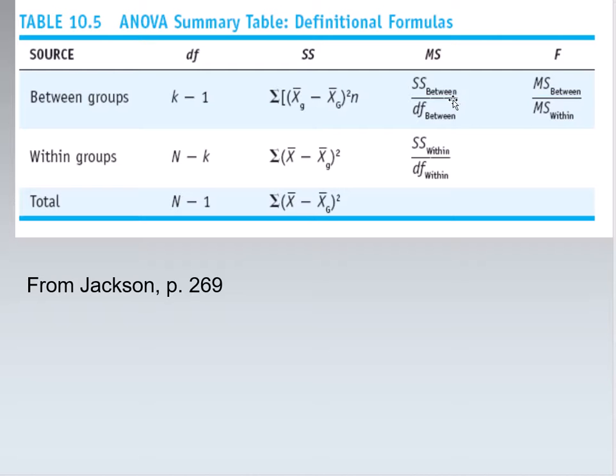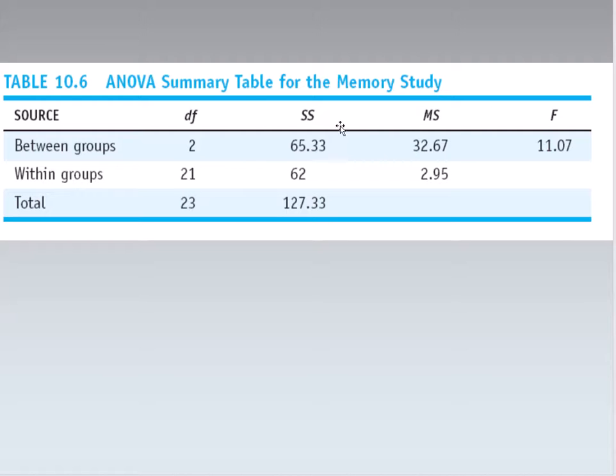Now what we do is, notice it's sums of squares between over degrees of freedom between. So we're going to take this and divide it by that, and that'll give us our mean squared for both within and between. Here we go. These numbers should look familiar from before. 62 divided by 21 is 2.95. 65.33 divided by 2 is 36.27. That'll give us our mean squared.